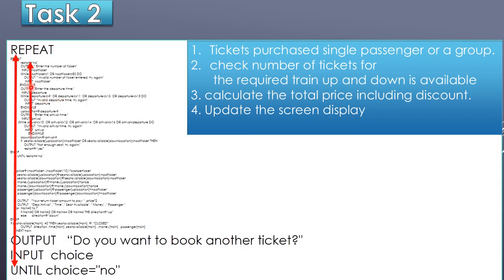Here we have two repeat until loop structures. The first repeat until loop structure holds the whole task to allow the next passenger to buy another ticket, until they answer whether they want to buy another ticket. If they say no, then it is going to leave task 2 and proceed to task 3.